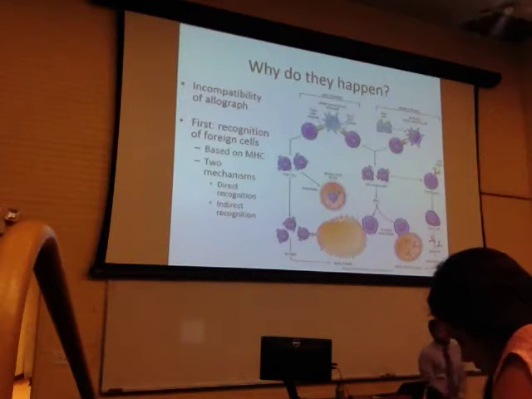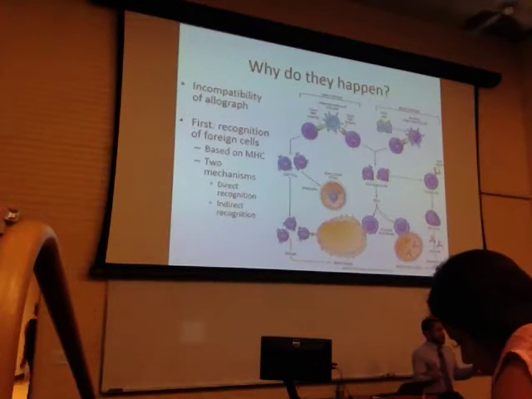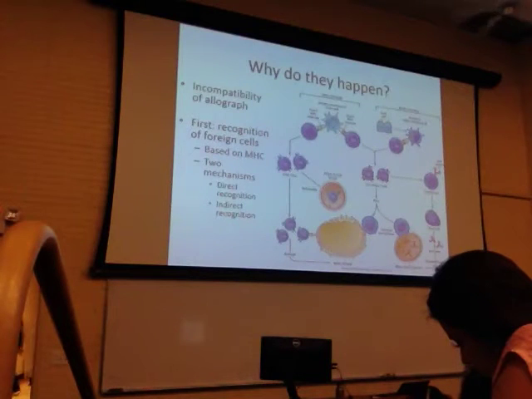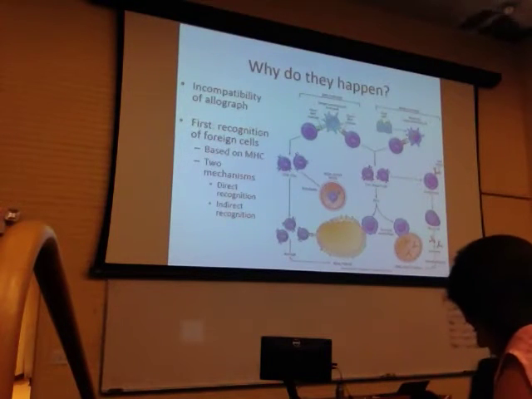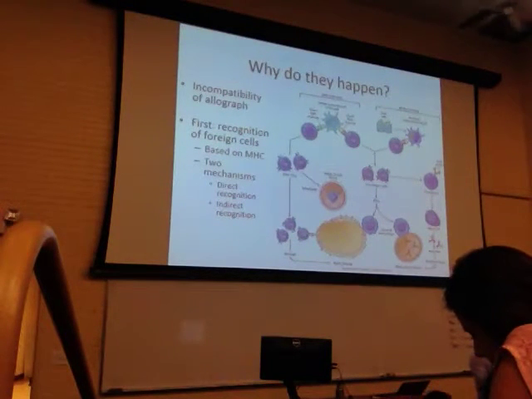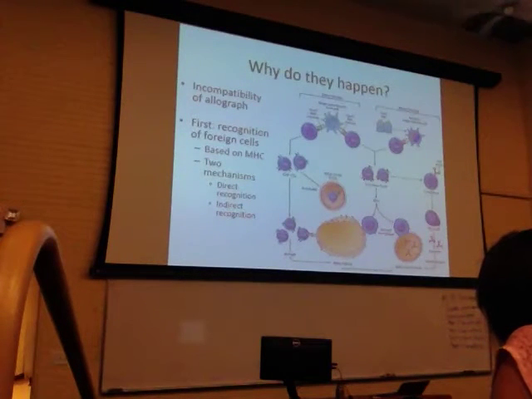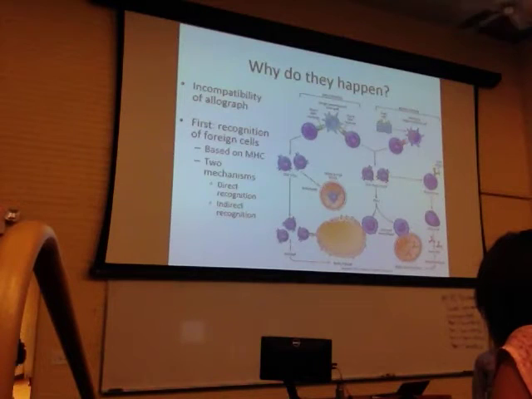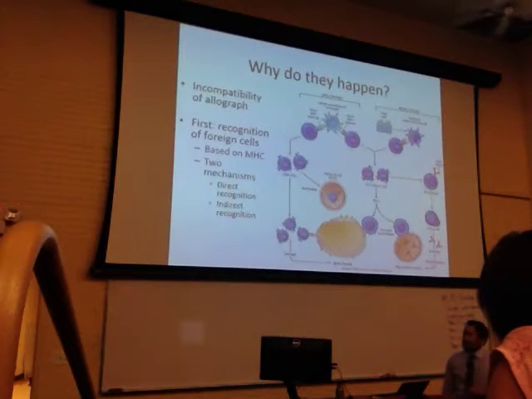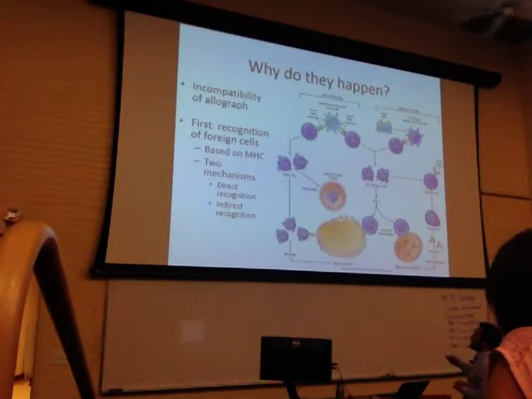Remember, this major histocompatibility complex is your individual cells' label telling your immune system that it belongs to you. And when it doesn't see that, it identifies that it's supposed to do something with it. And so it's based off of the MHC classification.